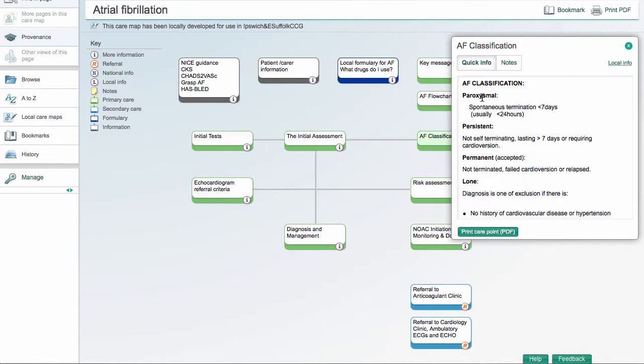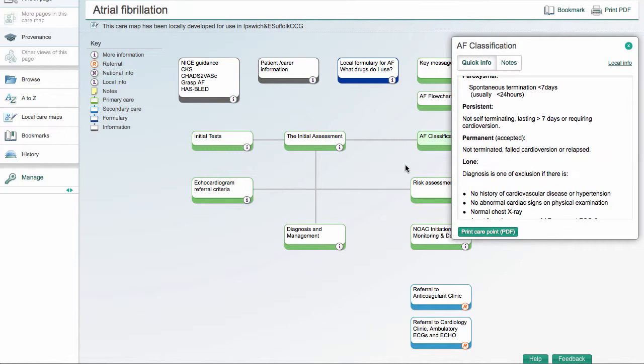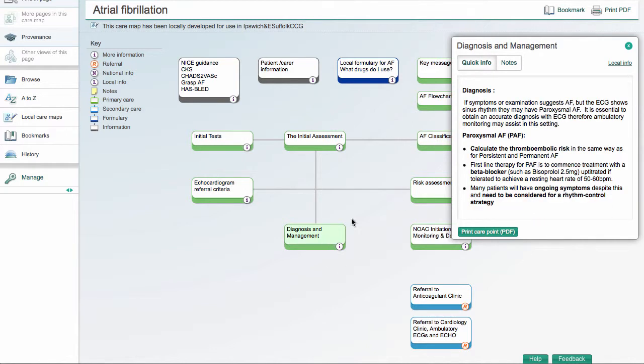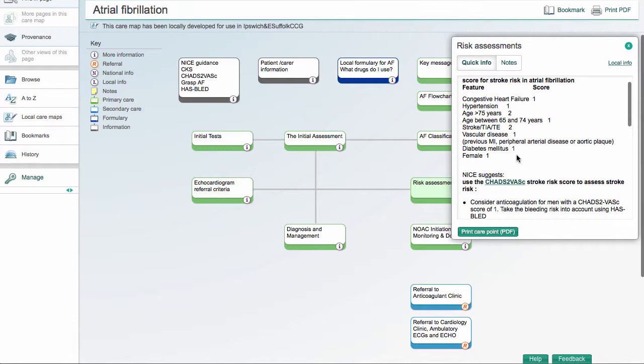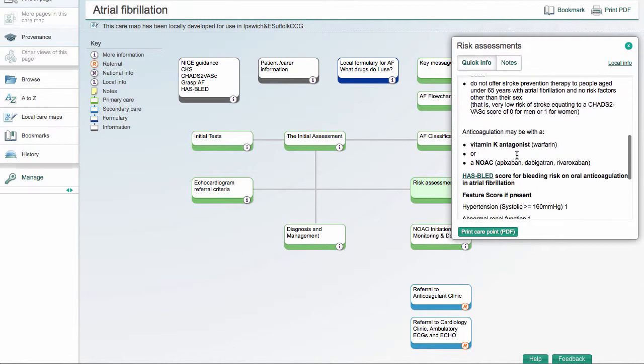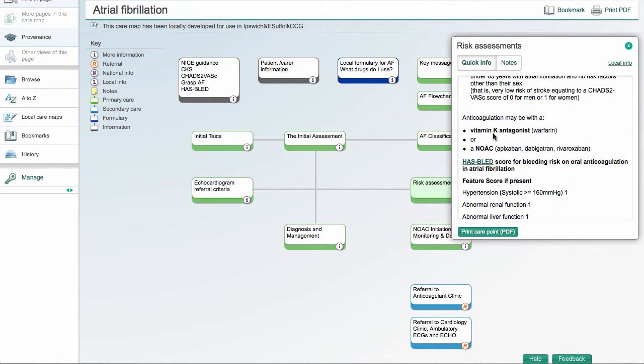The classification of paroxysmal, persistent, permanent and lone is defined. The diagnosis and management, as we've said, resting heart rate if you have paroxysmal AF of between 50 and 60. The risk assessment scores consist of the CHADS2 VASC, and there's a link, an explanation of what they are, and the fact that vitamin K can be used to antagonize warfarin, but unfortunately not the NOACs.